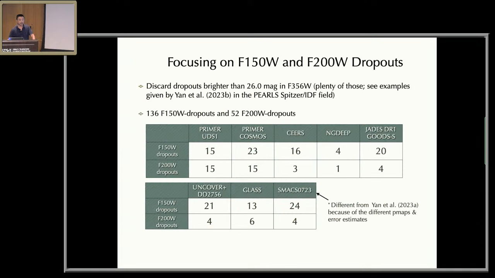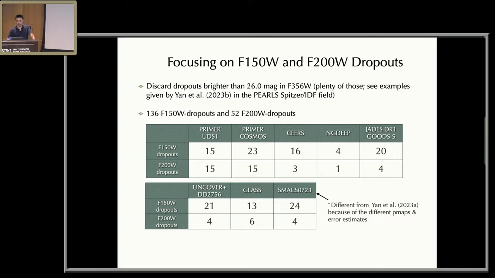And for this talk, I'm going to focus on 150W dropouts and 200W dropouts because they are easier to deal with. Okay, and we discard those dropouts that are brighter than 26.0 magnitude in F356W because we were worrying that, even if they are at very high redshift, they might be contaminated by AGN. So they shouldn't be falling in this normal galaxy category. So for now we remove them. So that's the statistics after removing all those. You can see that this is quite a sizable sample. I would say this is the largest sample that you can get up to this point. So we have 136 150W dropouts and 52 200W dropouts.